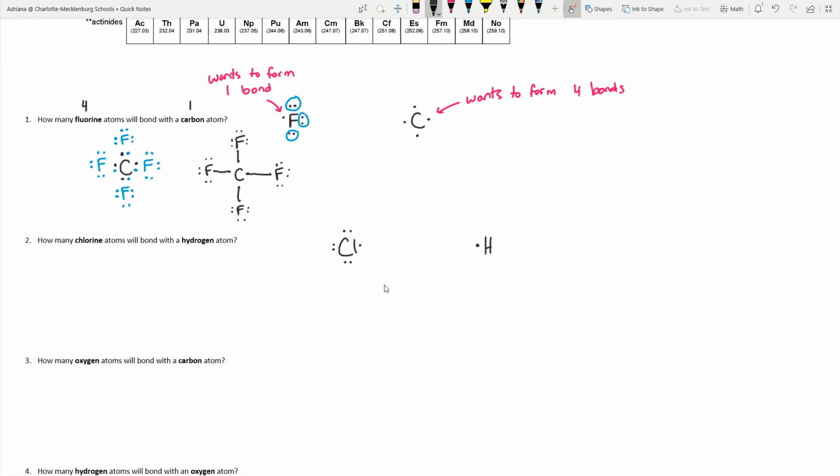And just looking at this, I can say, oh, look, they both have 1 unpaired electron. They both want to form 1 bond. So I can just draw a line between them. Now, that is a hideous, very, very long single bond. So I could redraw it like this. Here's my chlorine bonded to hydrogen. I could also do it like this. Here's my chlorine bonded to my hydrogen, right? Showing that they're sharing that pair of electrons. All of these would be appropriate ways to show it. So we know that there's 1 chlorine atom to bond with 1 hydrogen atom.